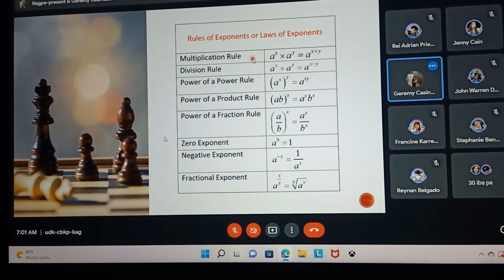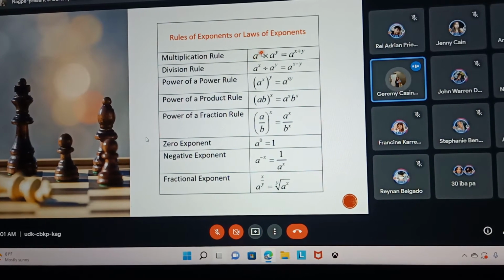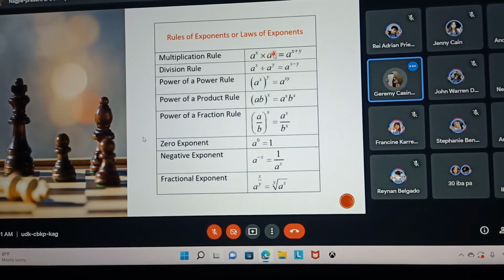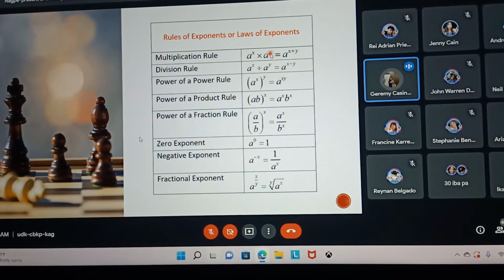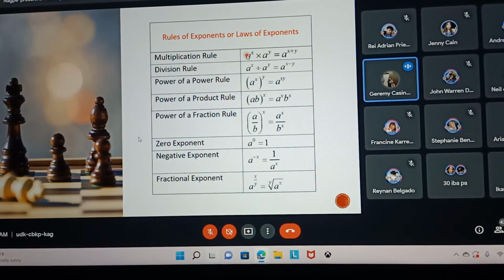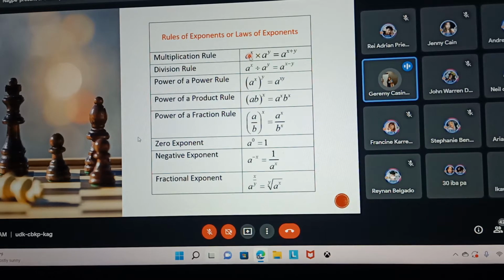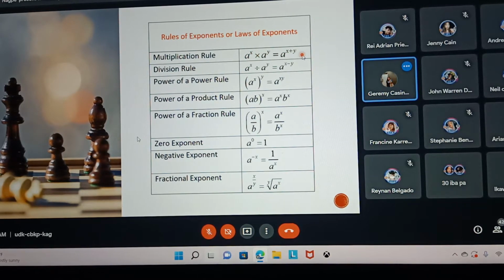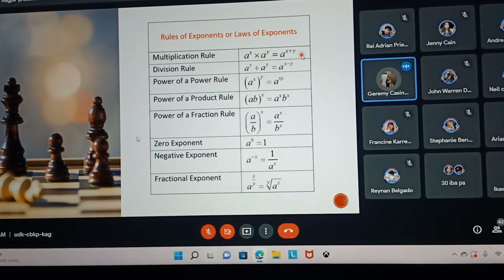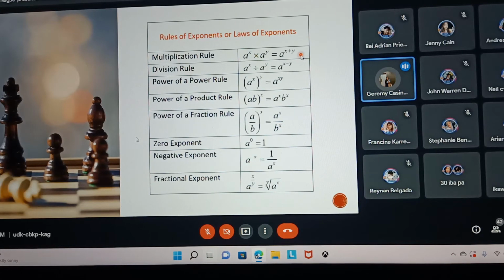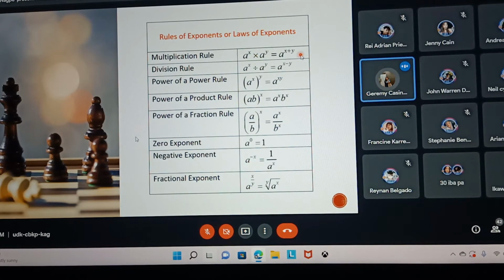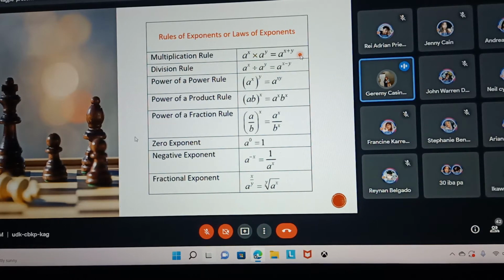Okay. So we have the given example, a raised to x times a raised to y. Always remember, in multiplying an exponent, ang gagawin lang natin is to add the exponents. So we have x plus y. For example, we have a raised to 2 times a raised to 3. That is equal to a raised to 5. Tama? Since pina-add lang natin yung exponent nila na 2 and 3. Ganun lang kapag mag-multiply tayo na merong exponent.